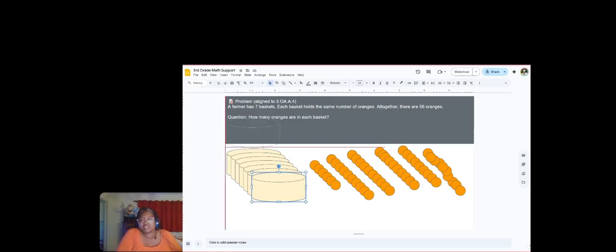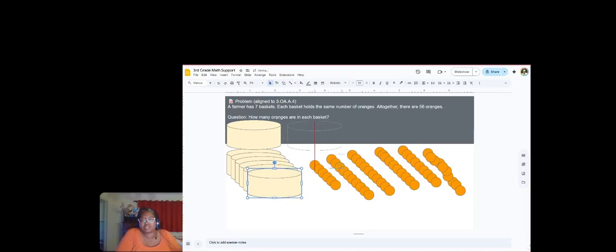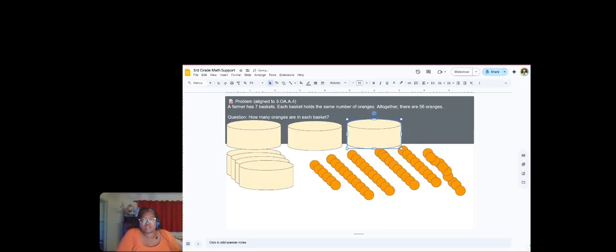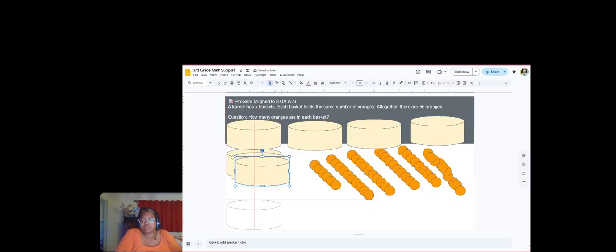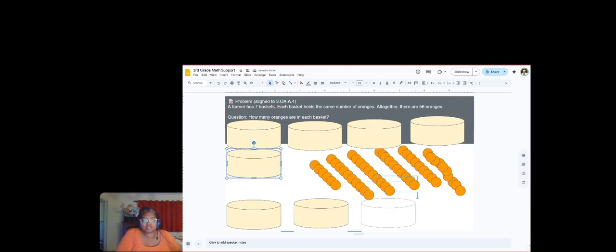So let's go ahead and separate these baskets out. So we have our 7 baskets. That way we'll be able to separate our oranges out. That's 4 and 5 and 6 and 7. So we have our 7 baskets all organized out.